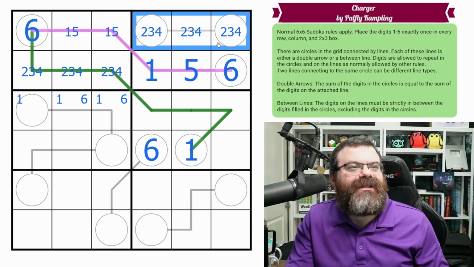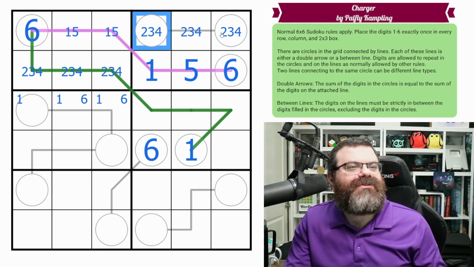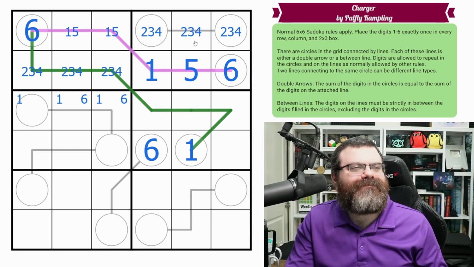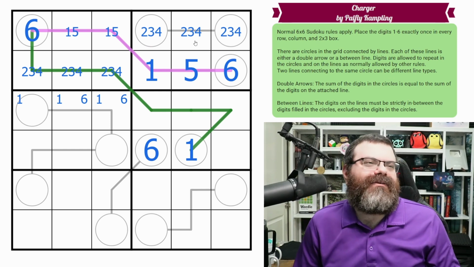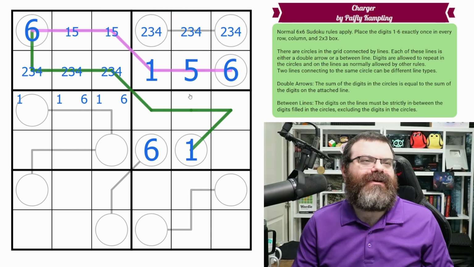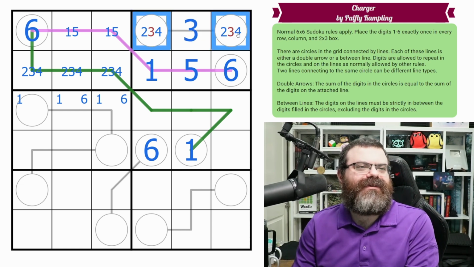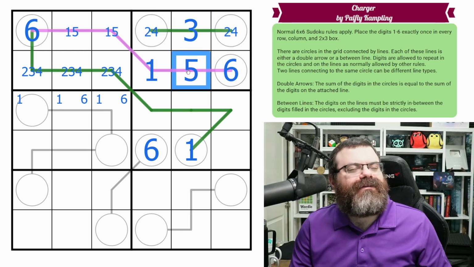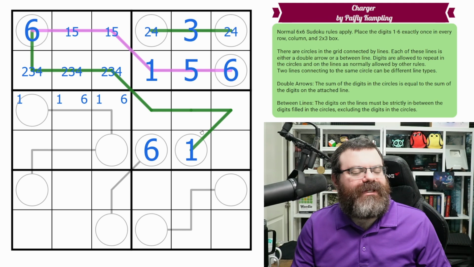So do we think about this one then? If it's a between line, we could do 2, 4 with a 3 in the middle. Can it be a double arrow? Double arrow would have these two add to this one. 2 plus 3 is 5 already. Yeah, that doesn't work. So this is definitely a between line. This is a 3 surrounded by a 2, 4 pair, and we can mark it green as a between line. All right. Makes sense.